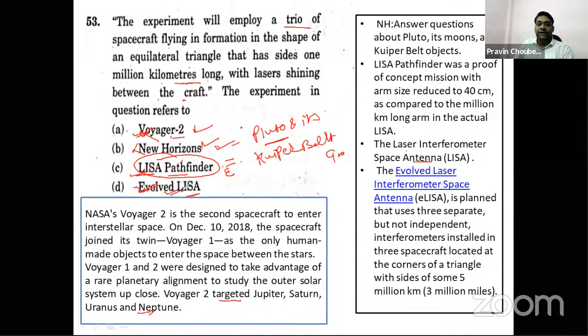And Evolved LISA is an experiment where three spacecraft will form an equilateral triangle, a triangle with equal sides where each angle is 60 degrees. These three spacecraft will be there, with distances of millions of kilometers, and they can share data to identify the gravitational waves, whether they are present in the universe or not. So option D will be the correct answer. Evolved LISA is the experiment where three spacecraft will be there, whereas LISA Pathfinder is just to know whether the project will be a success in future or not. So the correct answer will be D, Evolved LISA.